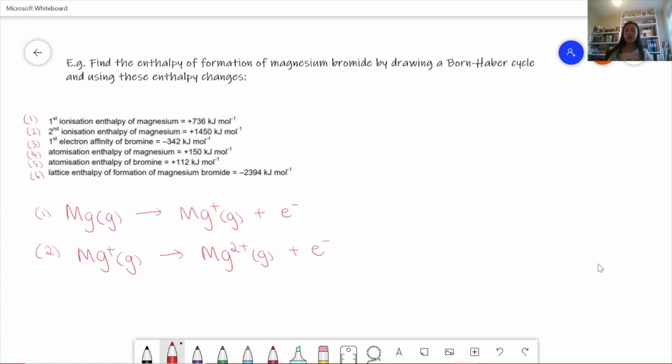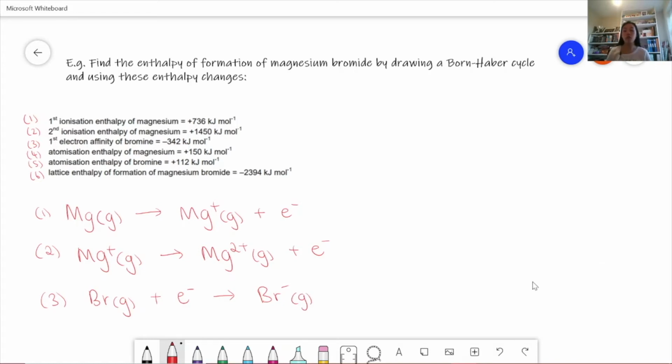And so for number 3, the first electron affinity of bromine, that's the opposite of ionization energy. So it's the enthalpy change when we add an electron to 1 mole of bromine atoms to form bromide ions. And so for number 3, we get 1 mole of bromine, which are gases, and then we add one electron to them, and they form bromide ions, which are also gases.